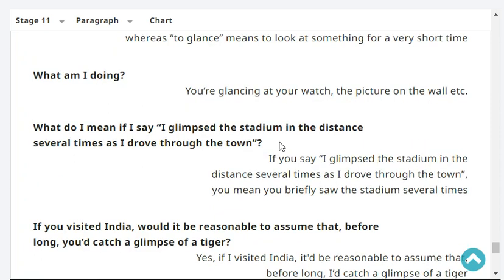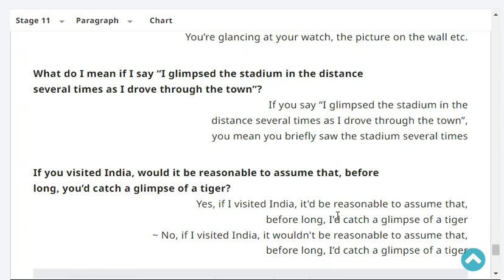What do I mean if I say I glimpsed the stadium in the distance several times as I drove through the town? If you say I glimpsed the stadium in the distance several times as I drove through the town, you mean you briefly saw the stadium several times.